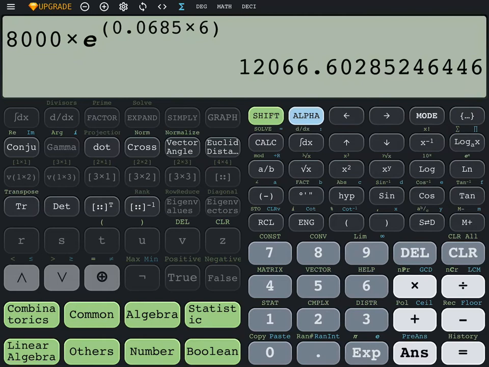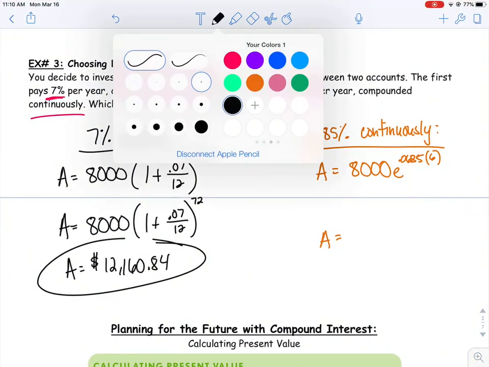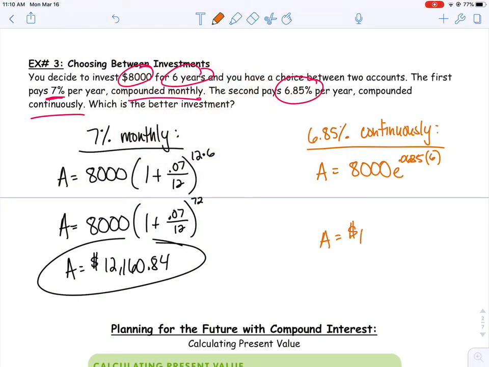So make sure you find your E button, and then when you raise it to the exponent, put parentheses around it so your calculator knows that those are all combined, okay? Or you're going to have to do it off to the side and then put that whole long decimal, but I'm not sure if you're going to be able to do it accurately, so you might want to use the parentheses just like I did on mine. So you should end up getting $12,066.60. So let's compare that to the other one and see which one would be the best option. So which one would get us more money?